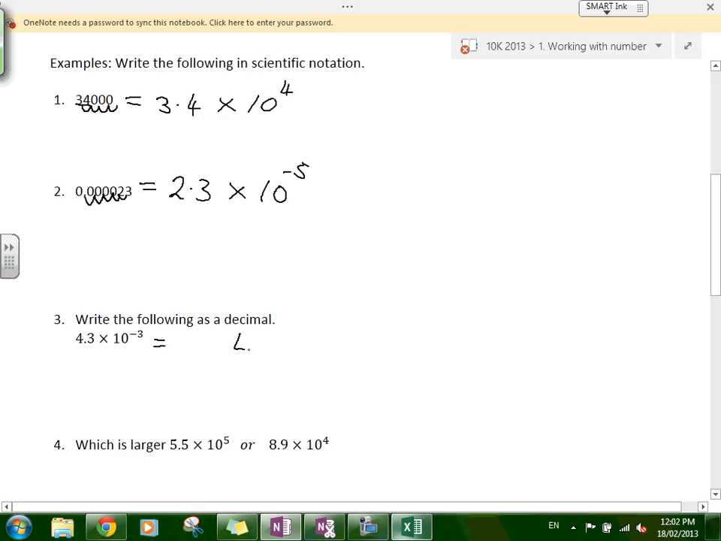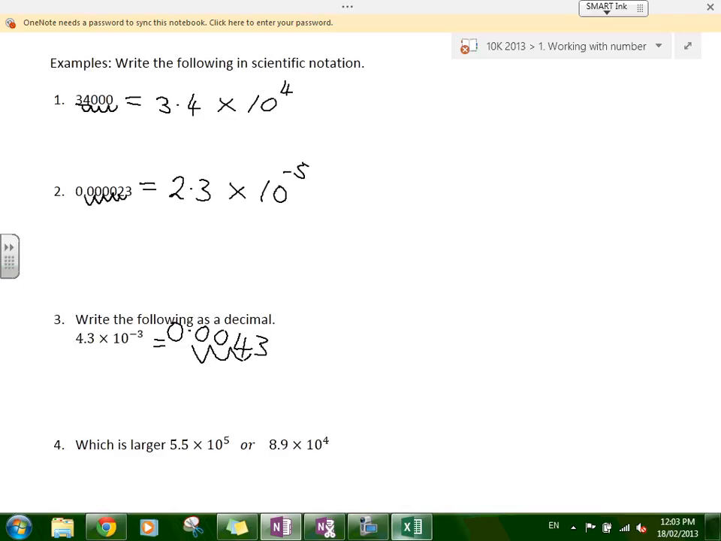Well, if I do 4.3, I'll just write the 4.3 over here. If it's 10 to the power of minus 3, it means the decimal place is moving left 3 places. So I do 1, 2, 3. So I have to put a 0 in both of those. And so it's going to be 0.0043 is how we end up. Okay, so you just got to write the digits and then think about how many zeros you have to insert either before if it's a decimal or afterwards if it's a big number.